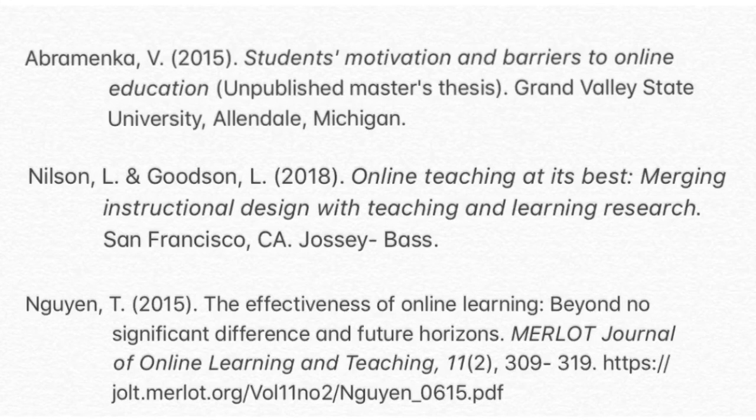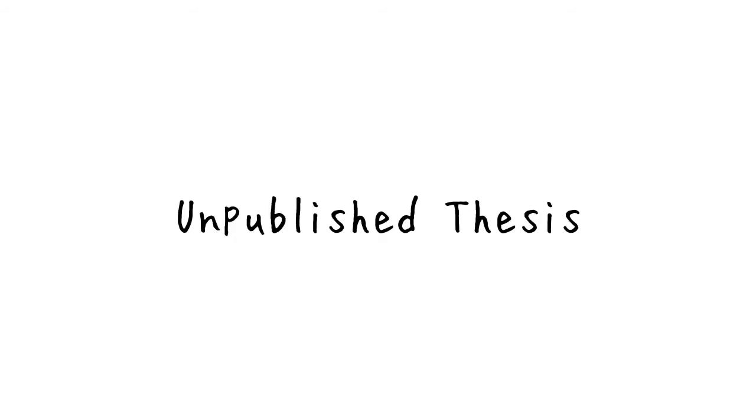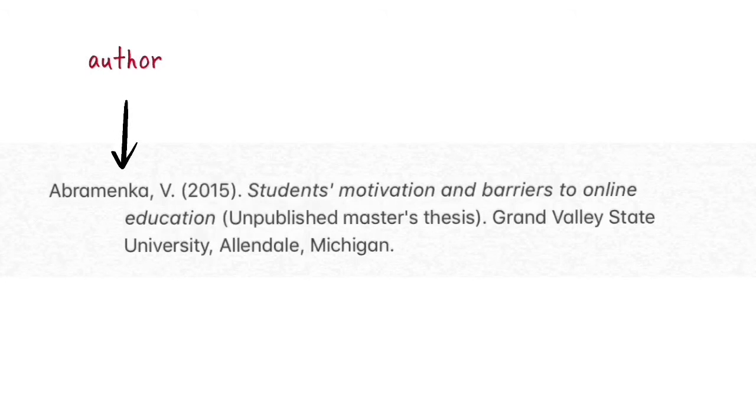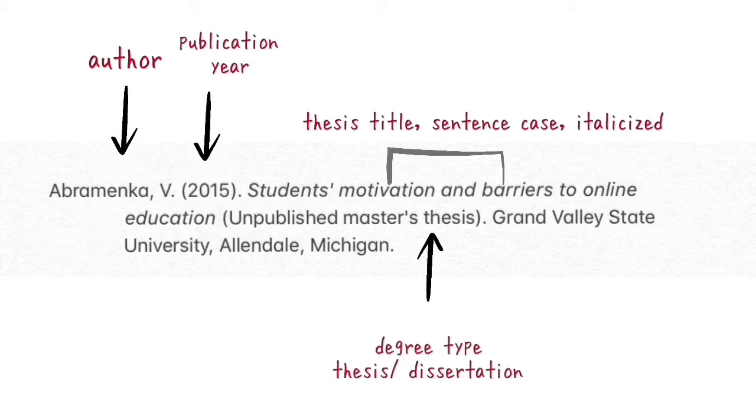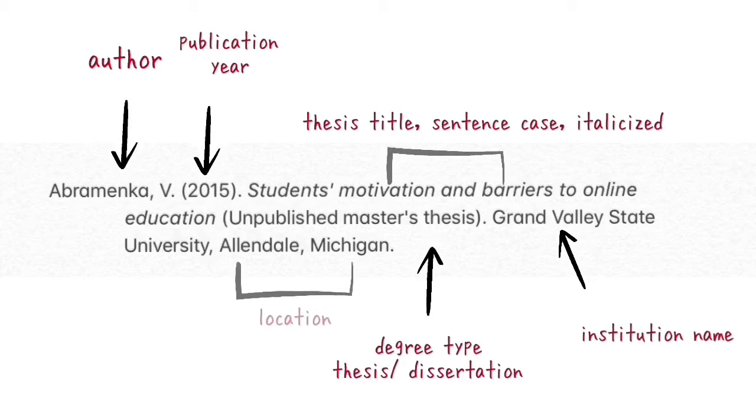The first entry in my reference list is an unpublished thesis. It starts with the author's last name, followed by the initial of his given name. Inside the parenthesis is the publication date. Then, thesis title in sentence case, italicized. Followed by the degree type of thesis or dissertation inside the parenthesis. Then the institution name, followed by its location. As you can see from the second line down to the last, they are indented.